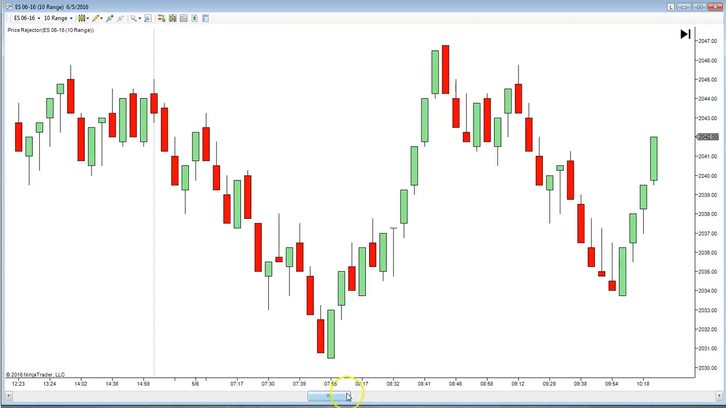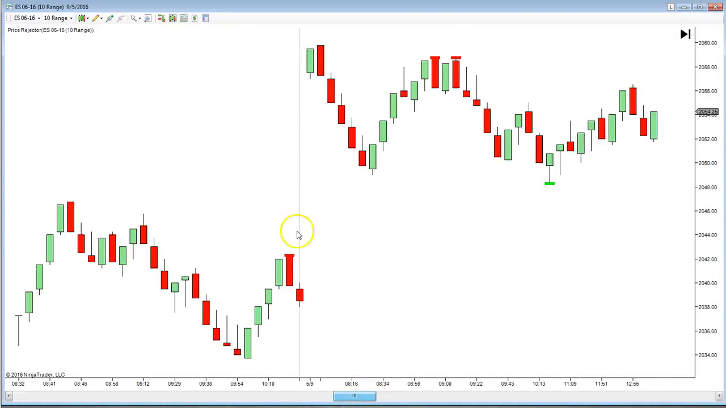Okay, this is the 6th. This is the non-farm payroll number. Nothing. Oh, there's one right near the close, but sorry, that's not the close. My charts ended early. I stopped trading early that day.